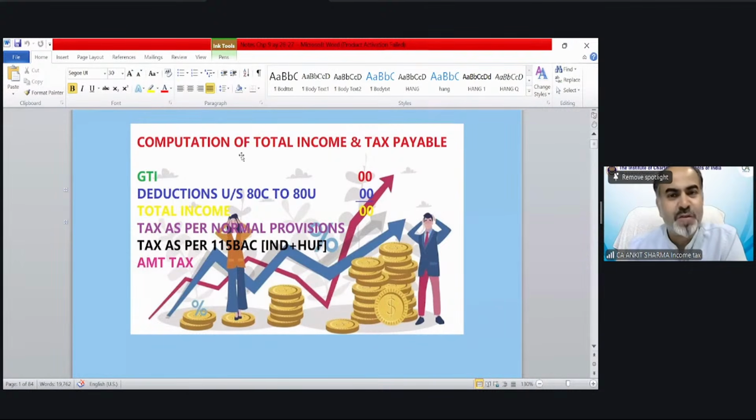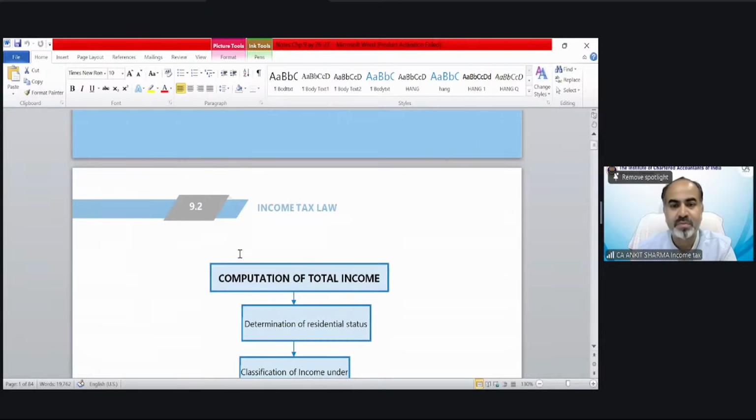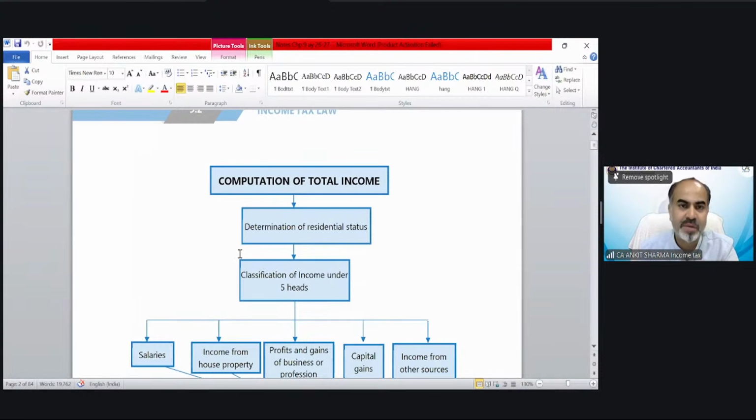So computation of total income and tax payable: you can see, first of all, we have to find out the GTI, then deductions, if applicable under the respective regime, then we will have our total income. Then we have to calculate tax as per normal provision, that means optional tax regime, then tax as per section 115BAC, that means default tax regime, and AMT is also there. So everything is just messing it up. Let's make it easy one by one. So this is the topic.